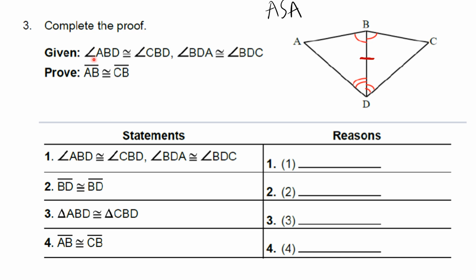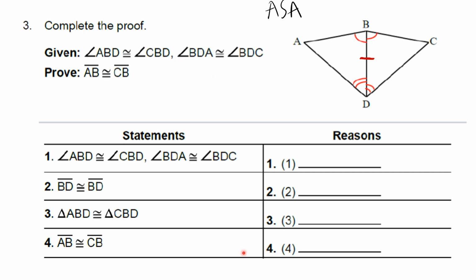All right, so let's look at what we're trying to prove here. We're trying to prove that side or line segment AB is congruent to line segment CB. So that's up here at the top. We're trying to prove that AB is congruent to CB. One way that we can do that is to prove that the triangles are congruent, and then we'll use that CPCTC tag, which is corresponding parts of congruent triangles are congruent.